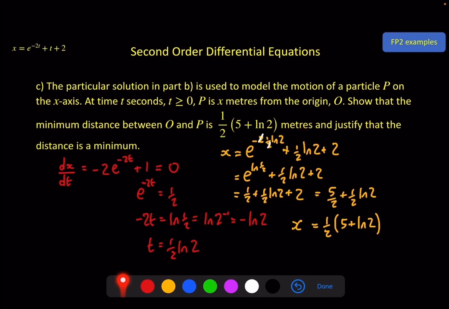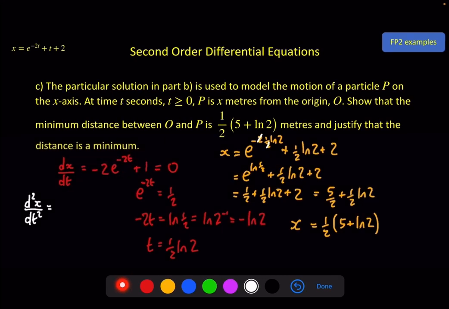The very last thing is to justify that this is a minimum. To do that, we just use the second derivative or any other method that you're happy using. I'm quite happy with this method. So we'll take the derivative that we found here and differentiate it again. And that gives us 4e to the minus 2t. And I hope you can see that any value that you put in here for t will give you a positive. Therefore, this is indeed a minimum and not a maximum.